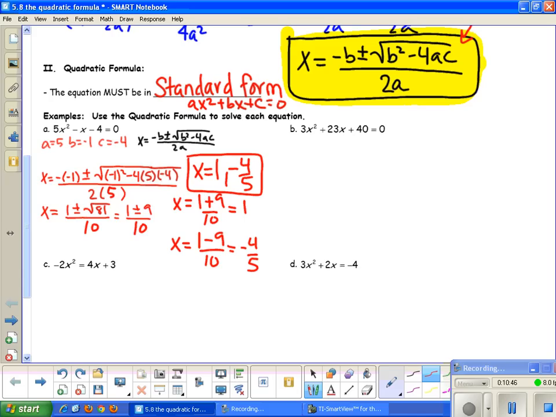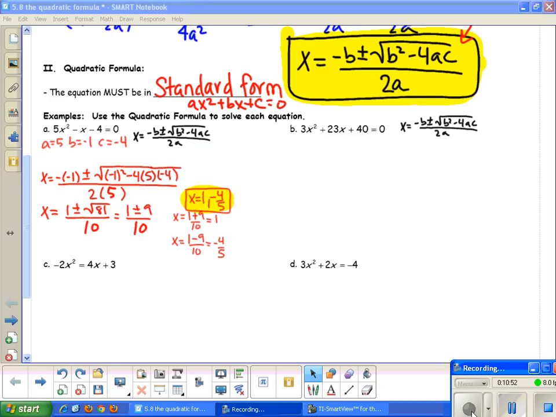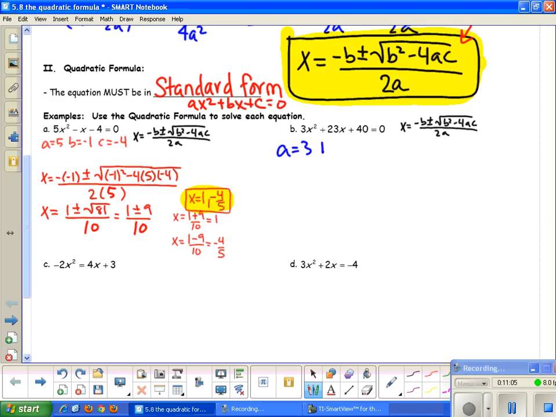Now, if you had a root in your equation or something else, then you could just simplify it and then write your two answers. All right, so now we're in the next problem. We're going to do this again. So now I have a quadratic equation. It's in standard form. I want to use the quadratic formula. So for this one, we have A value is 3, B is 23, and C is 40.